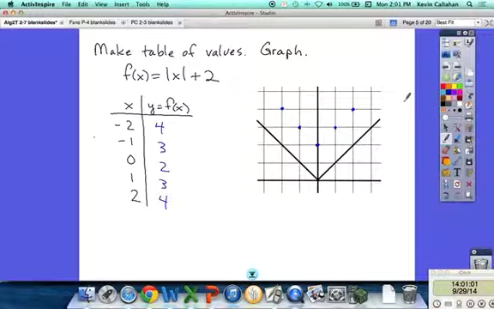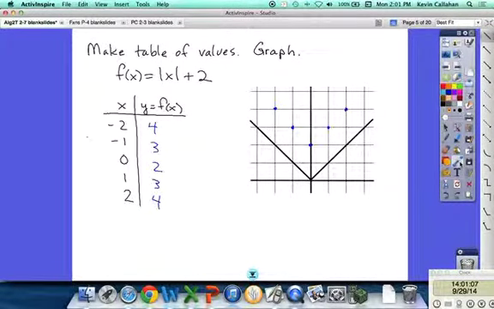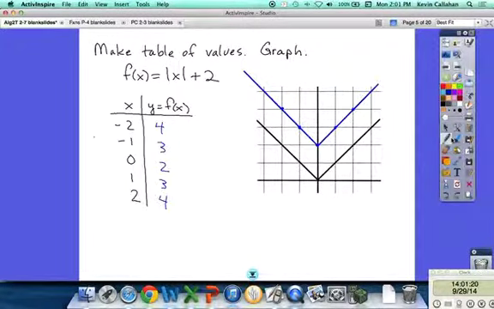Do we see the V? Yeah, we can pick out the shape. It's there. So let's connect all these up. There's our V. So what was the effect on the graph of adding 2 after the absolute value function? It went up 2. Right here you could see. Up 2.